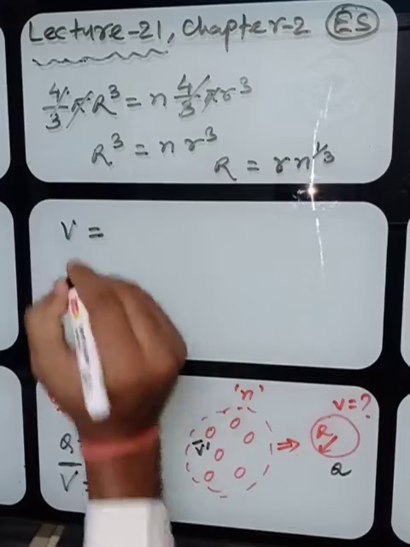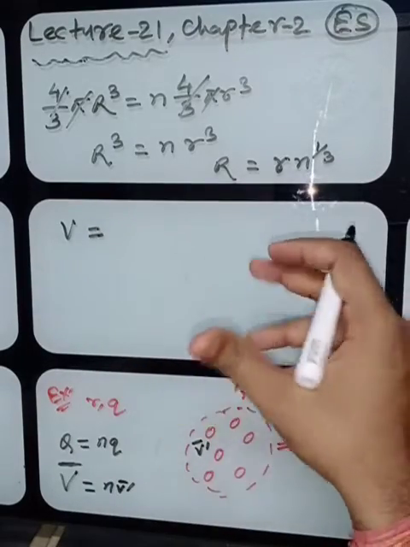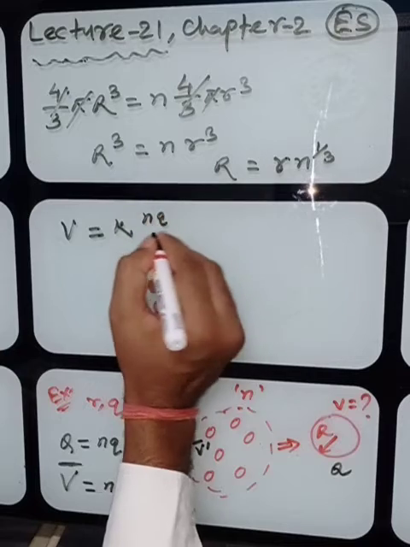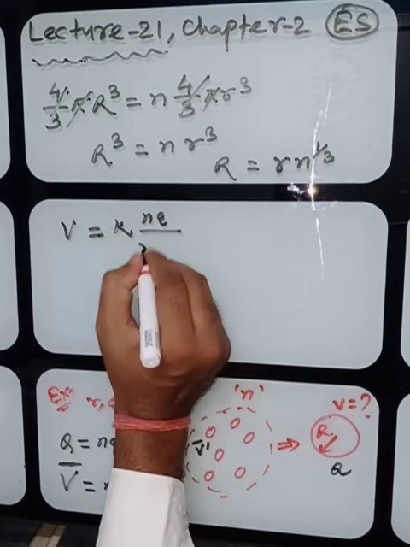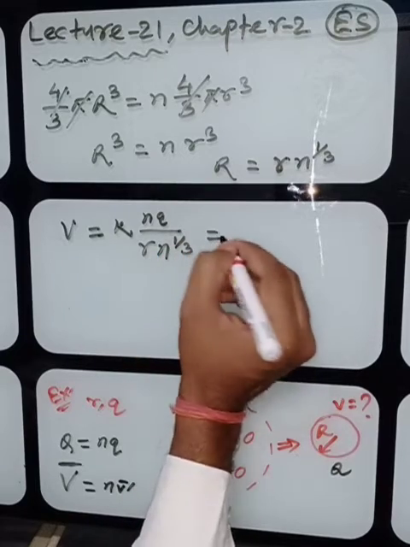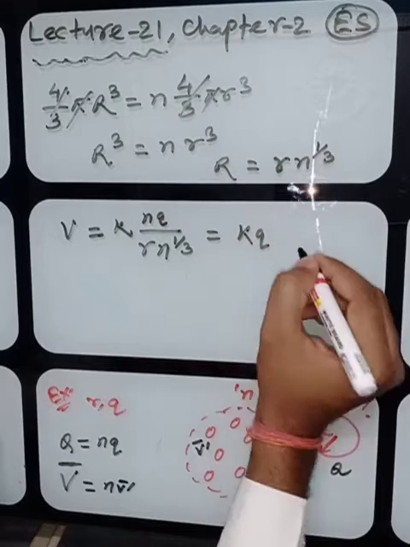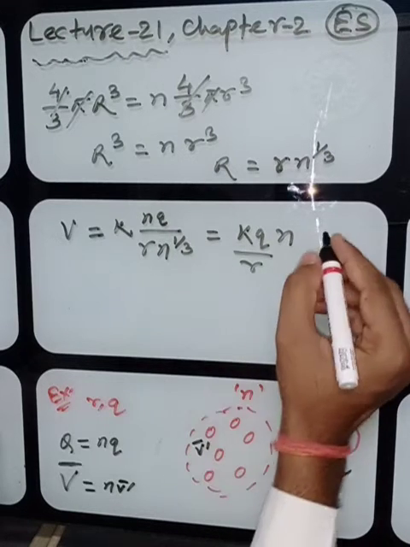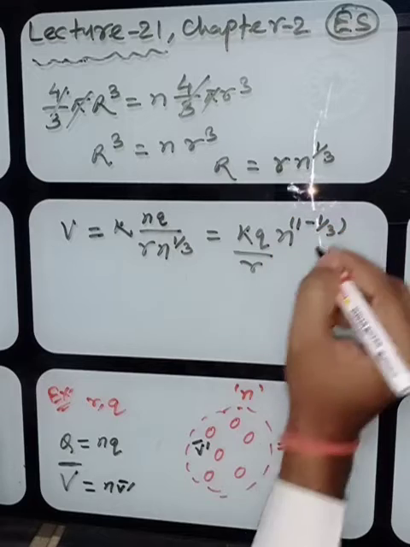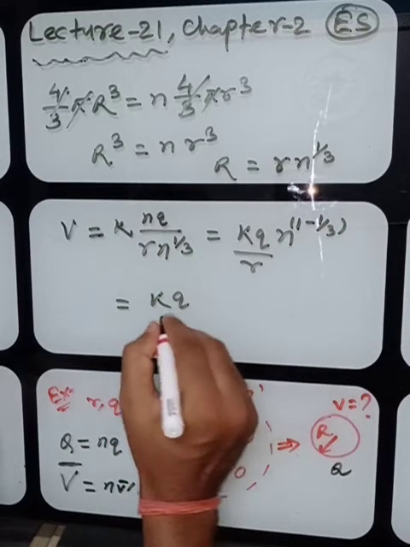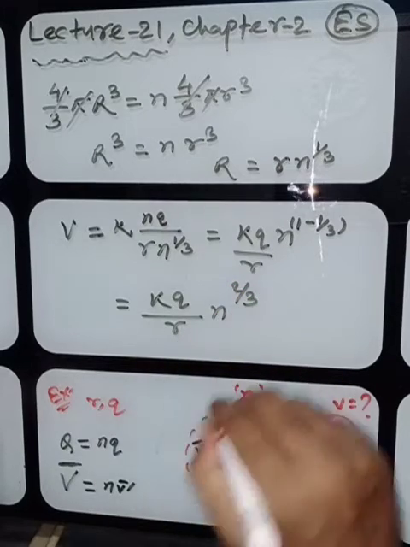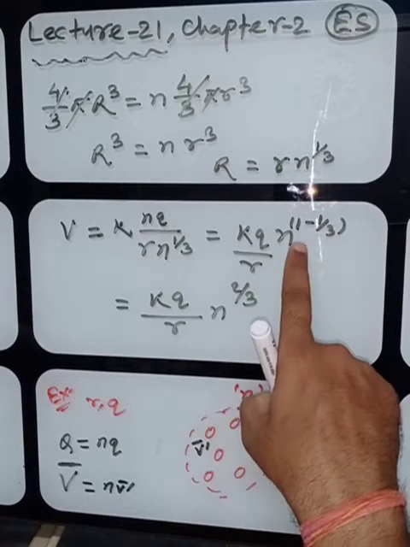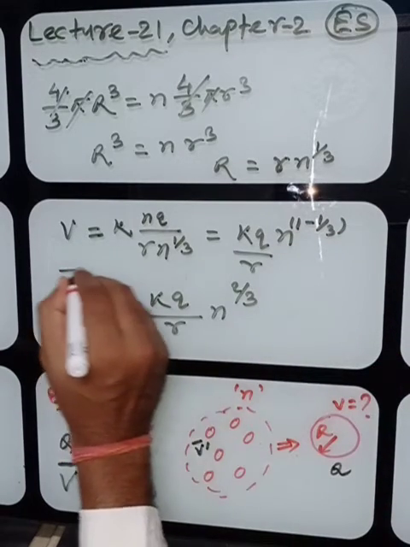Now the potential, the formula of potential is what? Try to recall. Yes, kq by r. So the kq, what is the charge over here? Q, it is n times q, by r. What is the radius? We have derived r times n to the power 1 by 3. Now it is the simple calculation you can do. k q n divided by r, we can write here n to the power 1 minus 1 by 3. So this will be k q by r n to the power 2 by 3. Are you getting? k q by r n to the power 2 by 3, 1 minus 1 by 3. And this is the potential.